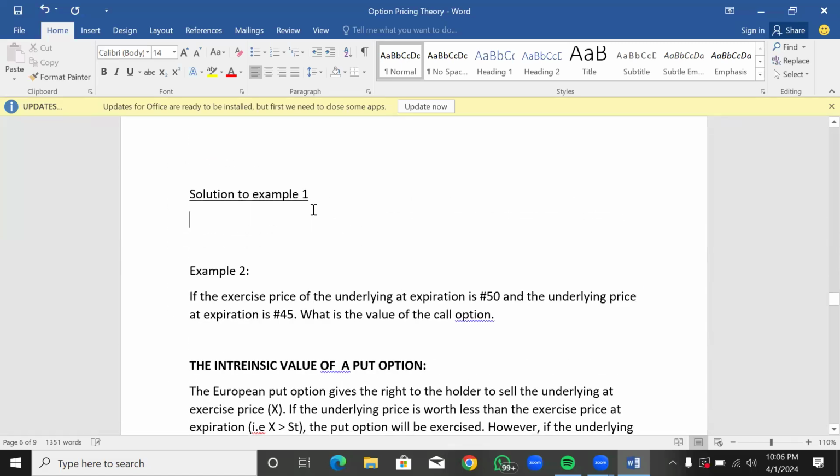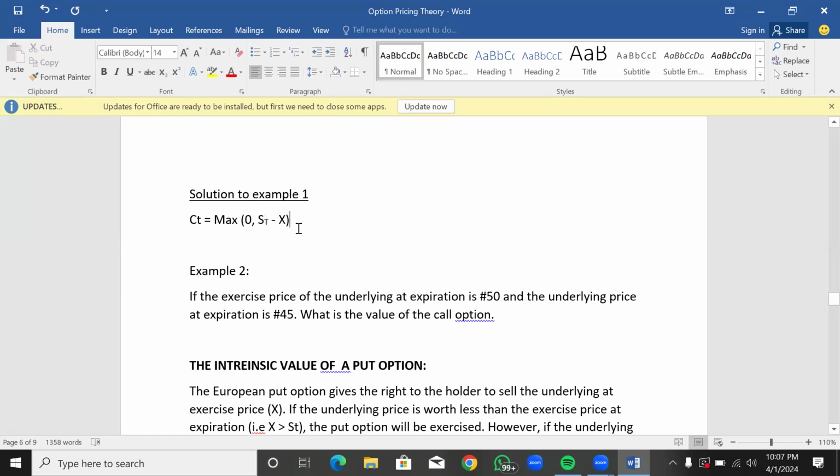So, okay, I think I was here. I said our formula is what? CT equals max, open bracket 0, your stock price minus your exercise price. Okay. So let's go on.